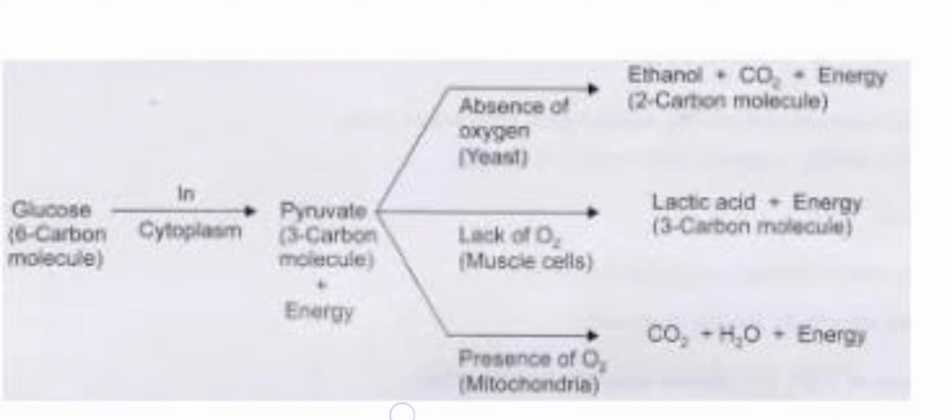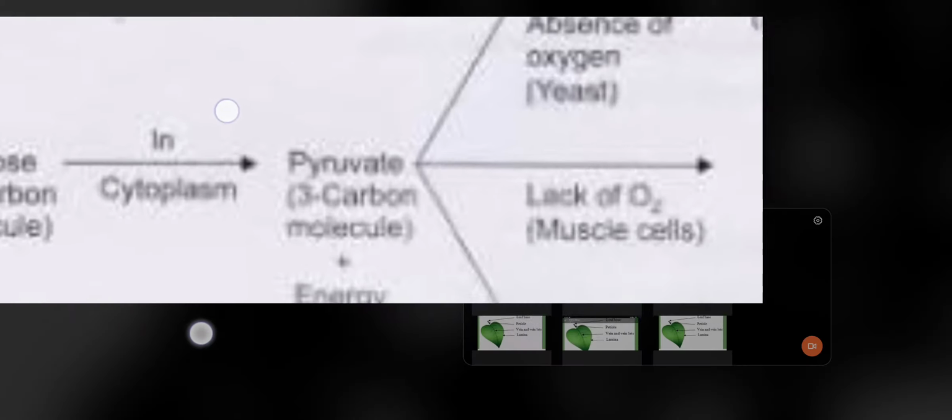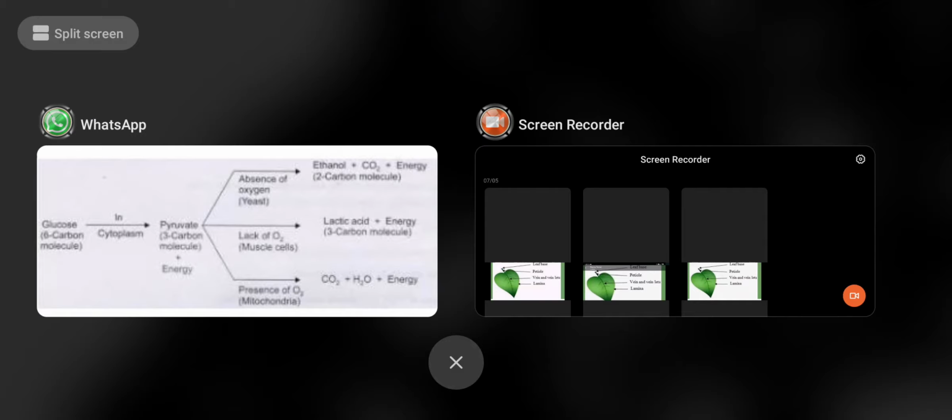Now, whether the individual is aerobe or anaerobe, the first step is always anaerobic and it occurs in the cytoplasm of the cell, and this is known as glycolysis. As a result of this, pyruvic acid is formed. Glucose has a 6 carbon molecule and pyruvic acid has a 3 carbon molecule. So, 2 molecules of pyruvic acid are formed.